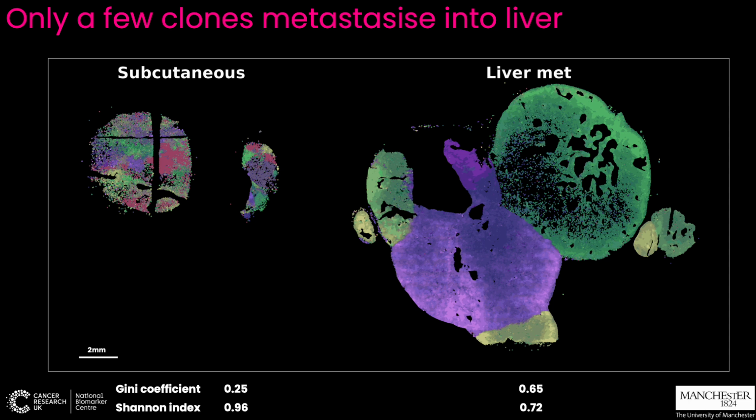And although our previous single-cell RNA-seq results show that the transcriptomic profiles of the subcutaneous and metastatic tumors are very similar, we noticed that the metastatic tumors only developed from a selected few clones, while the subcutaneous tumor is highly diverse in its clonality.